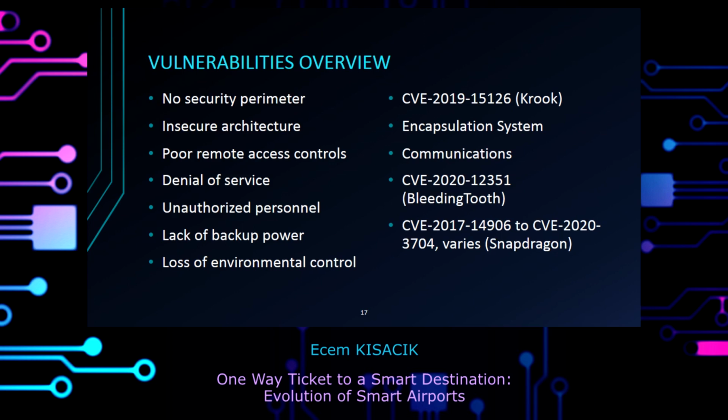BleedingTooth, IoT devices are vulnerable to this flaw. It allows an unauthenticated user to enable denial of service. Snapdragon, it is an embedded platform, and some airports use it for operations. It has various vulnerabilities from 2017 to 2020, mostly buffer overflow.